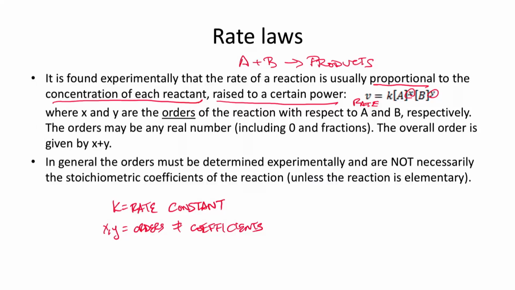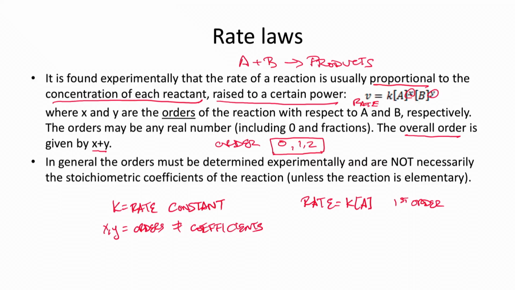However, for the CLEP exam, we're going to focus on a few different possibilities. The order is almost always going to be either 0, 1, or 2. That's it. Those are the easiest ones. The overall order is just the sum of x and y. For example, if I had the expression rate is equal to k times the concentration of A, this is said to be first order because the exponent for the A is 1.